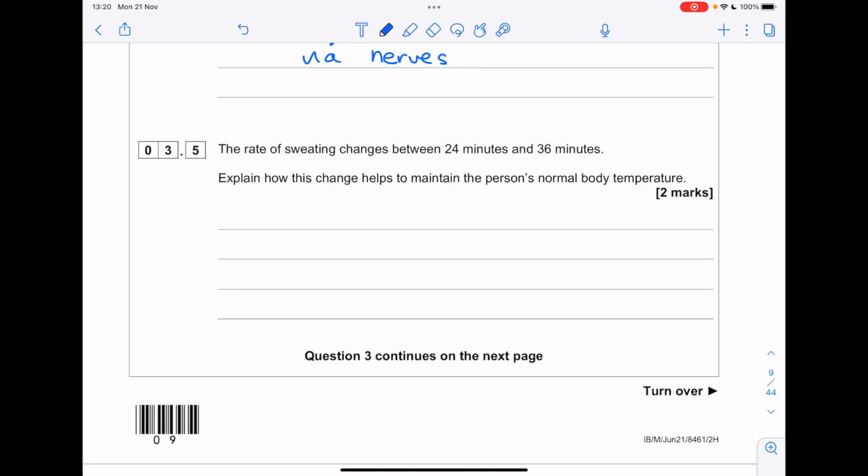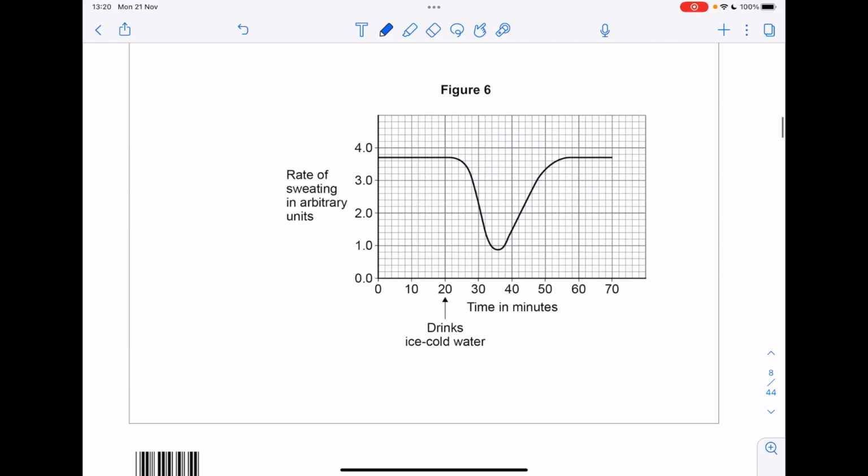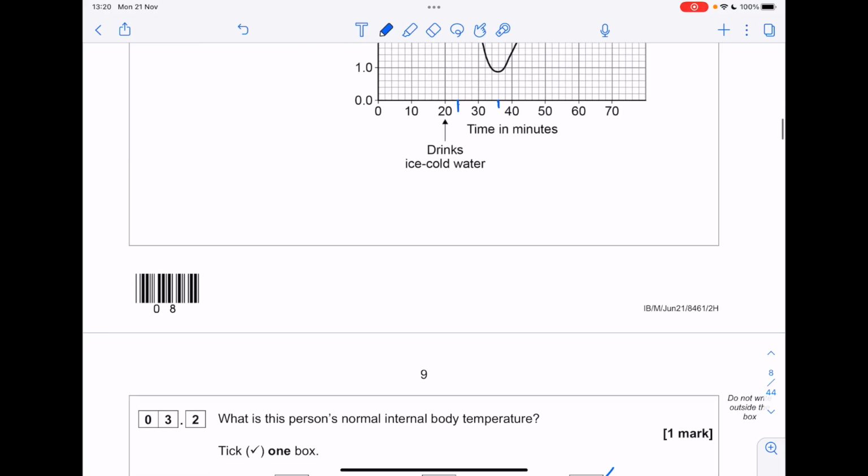The rate of sweating changes between 24 minutes and 36 minutes. Explain how this change helps to maintain the body's normal body temperature. 24, 36. Well, you can see here that less sweating takes place, meaning that less heat is lost.